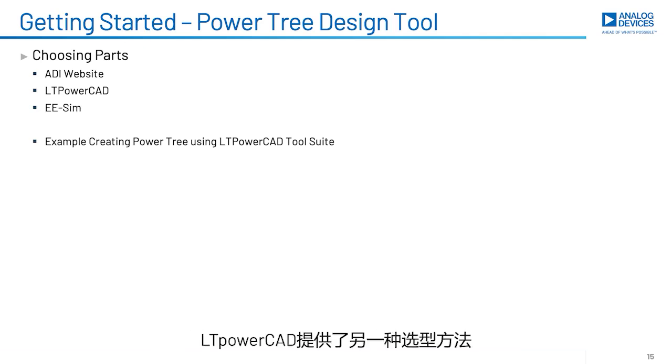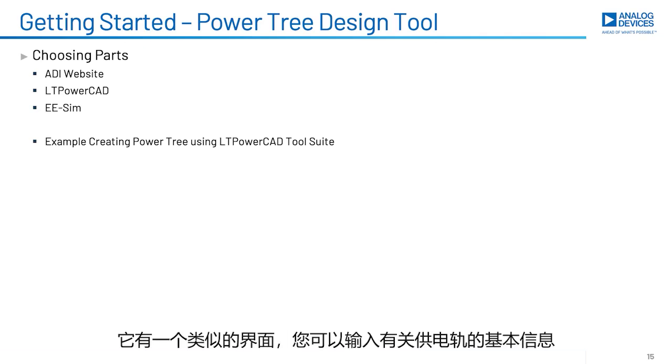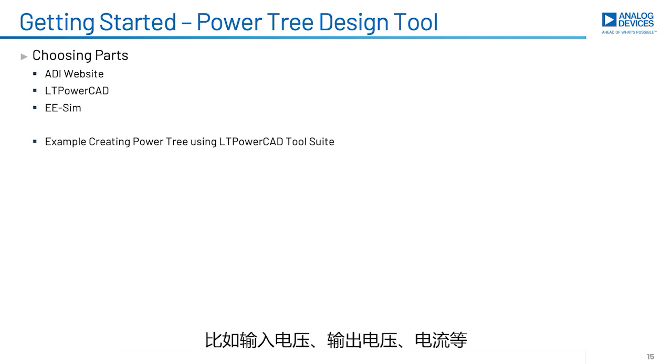LT PowerCAD is another place, and we'll actually go through this in some detail shortly. And there's another tool called EESIM. This was developed at Maxim, and it has a similar sort of interface where you enter in the basic information about a rail: input voltage, output voltage and current, etc. And then it will show you the parts that match all those requirements. So those are all choices. We're going to look at LT PowerCAD today.